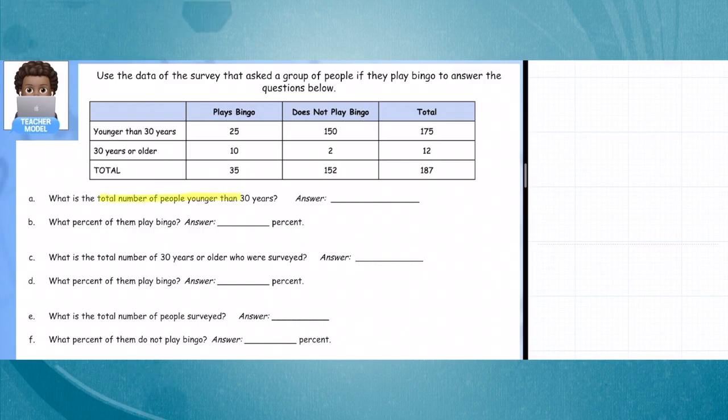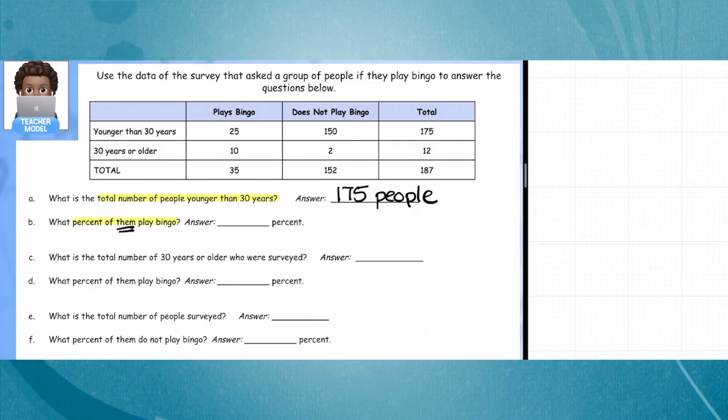What is the total number of people younger than 30? So this is just a throwaway question. You want to look at the row younger than 30, and if they didn't have a total, we can just add these together to get 175. They also just gave it to us. So 175 people. And now they want to ask what percentage of them play bingo? What percentage of those people under 30 play bingo?